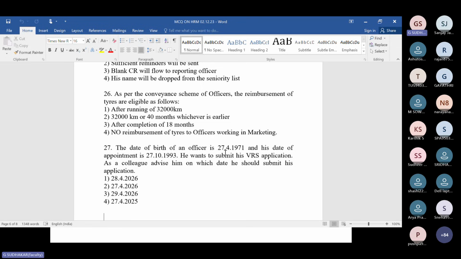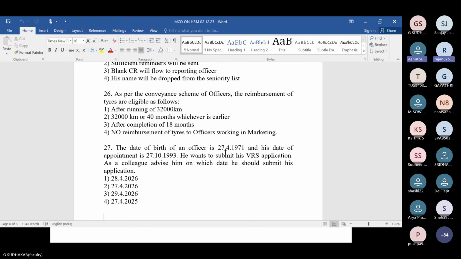He wants to submit his VRS. So how many years first? You have to know whether he has completed 20 years first. Yes, he has completed 20 years, so automatically he is eligible for VRS. On which date does he have to submit? He completed 20 years in 2013 itself, so any day.